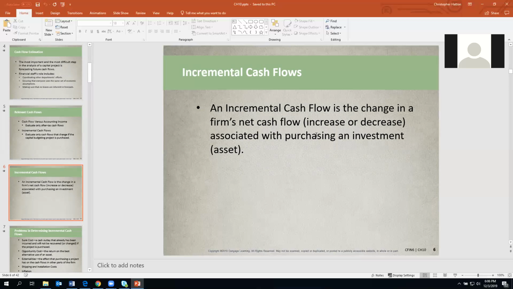Is the change in the firm's net cash flow an increase or decrease associated with purchasing an investment? So assets are going to be creating either increased productivity or cash flow itself, or there's other multipliers that can lead to increased productivity, but you want to keep it to those two, basically, productivity and cash flow itself through asset purchases, because buying a financial vehicle is an asset, and that doesn't really help with productivity, but it does increase your cash flow.